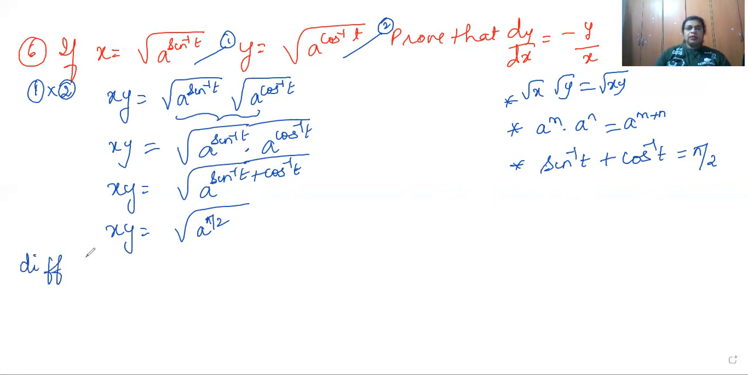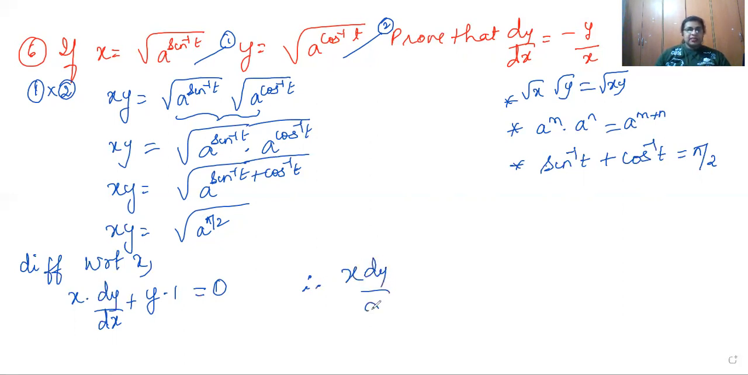That's it. Now I'm going to differentiate with respect to x. When you differentiate, this is a product rule. Remember, it is first term into derivative of the second plus second term y into derivative of first. The right hand side is a constant, so the derivative is 0. Therefore, keep x dy by dx as it is, shift y to the other side, you get minus y, and you are left with dy by dx is equal to minus y by x as desired. Hope you have understood thoroughly how to differentiate using parametric differentiation.